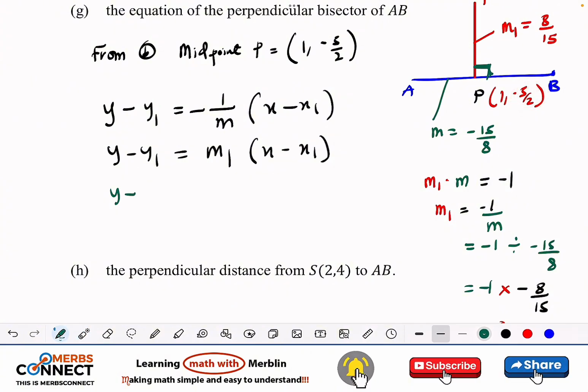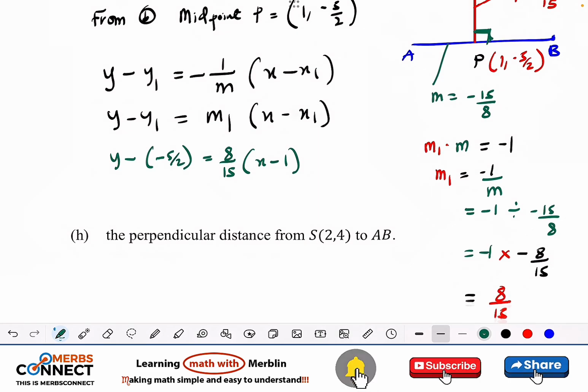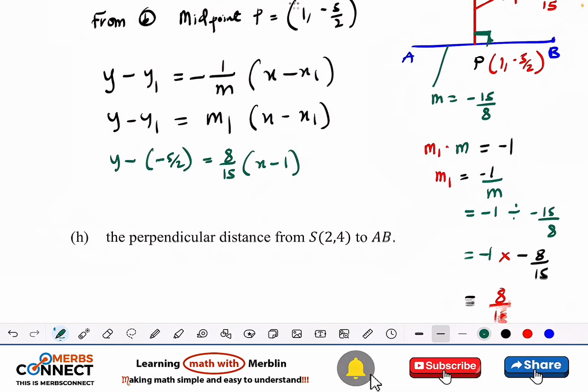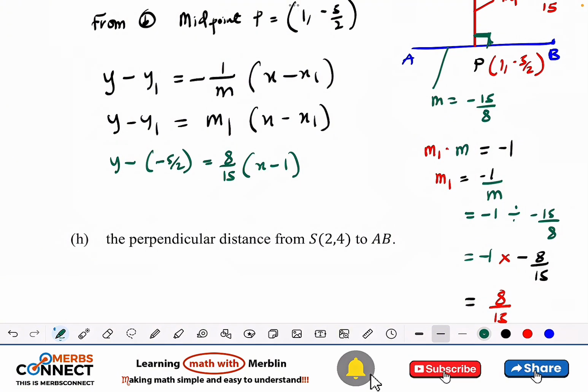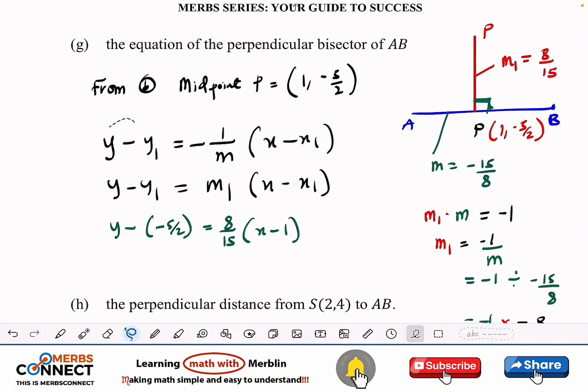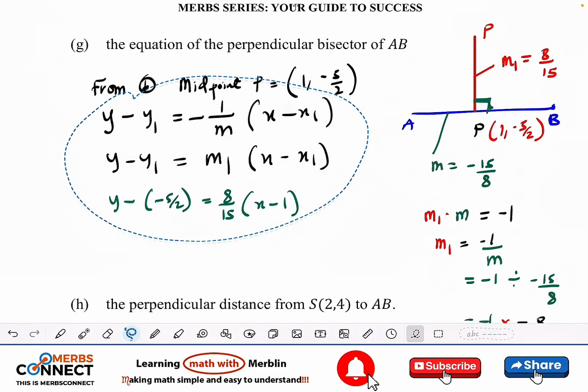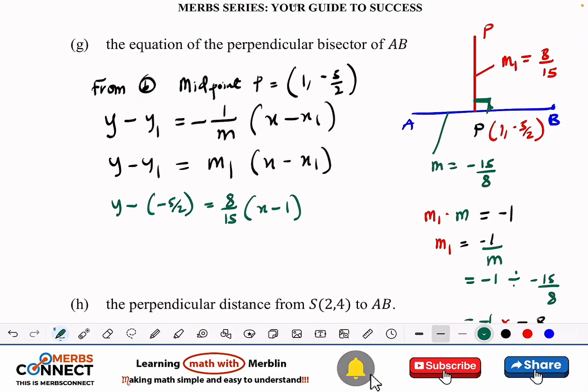Y1 is this. So we are going to have minus 5 on 2, which is equal to the slope, 8 on 15, and then x minus 1, which is very nice, right? So let's try and simplify it small. Okay, let me shift this one up small. Good. And then let's do that.